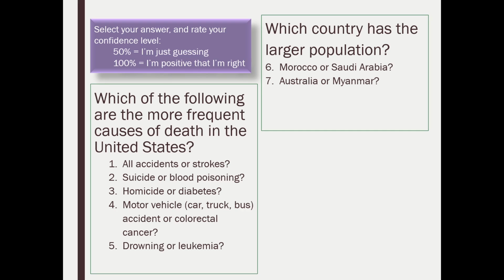Is it Australia or Myanmar? Is it South Africa or Vietnam? 9, is it Libya or Sri Lanka? And 10, is it Iraq or Tanzania? Okay, so for each of those, you want to select your answer and you want to give your confidence level about your answer. Feel free to pause me. I won't even know. I'm just going to labor on.